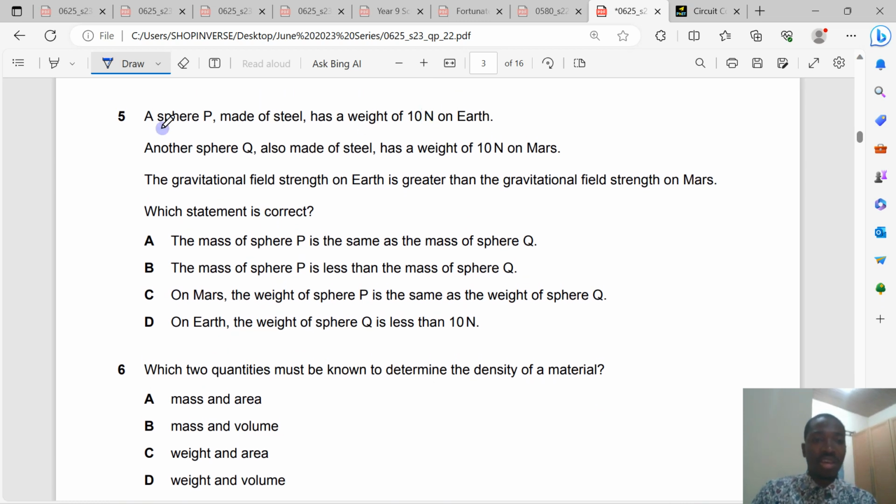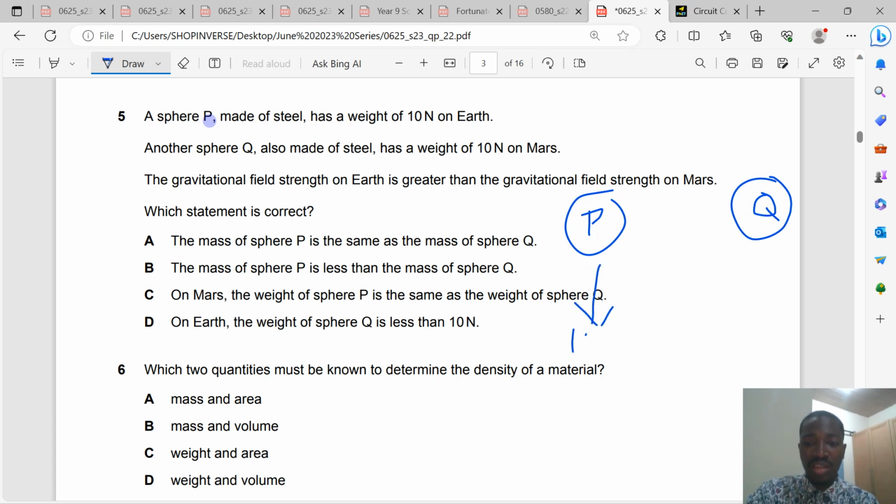Number 5. A sphere P made of steel has a weight of 10 Newton on Earth. Another sphere Q, also made of steel, has a weight of 10 Newton on Mars. It has the same weight both on Earth and Mars. Okay, there are two different spheres. One sphere is called P, the other sphere is called Q, and each of them weighs 10 Newton. Okay, let's continue.